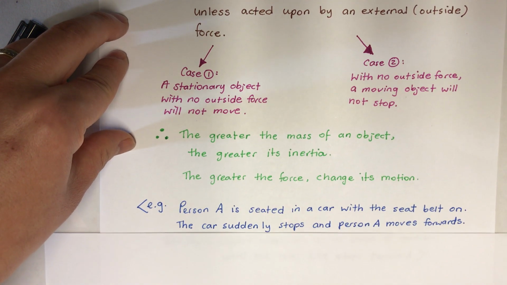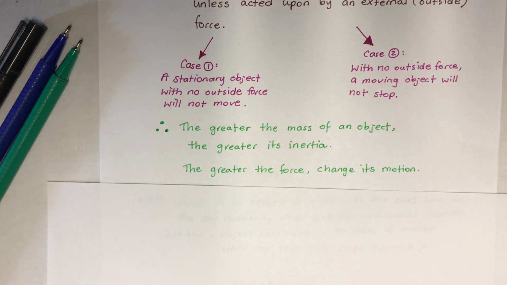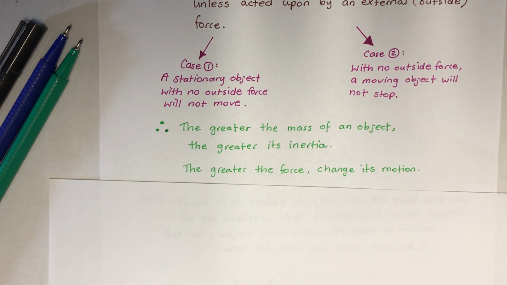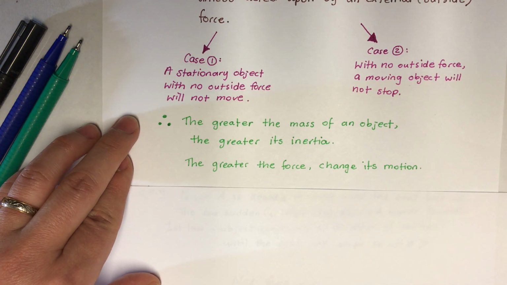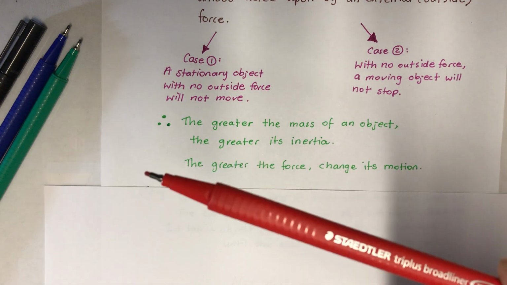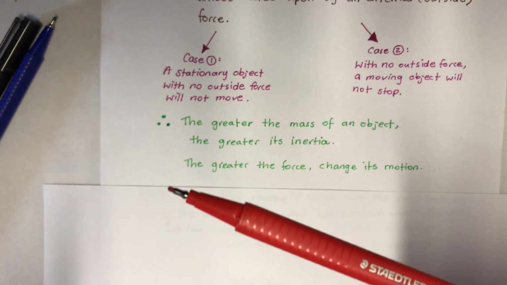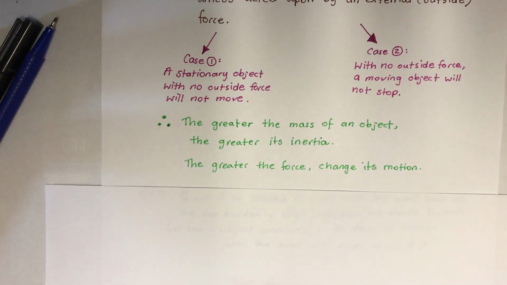Okay, so what happens now is the greater the mass, the weight of an object, the greater its inertia, the resistance. Obviously, because the heavier the object, the harder it is to move. The greater the force, the more it'll change its motion. So if motion is going to keep going and something acts on it, it'll move. So that's what happens.